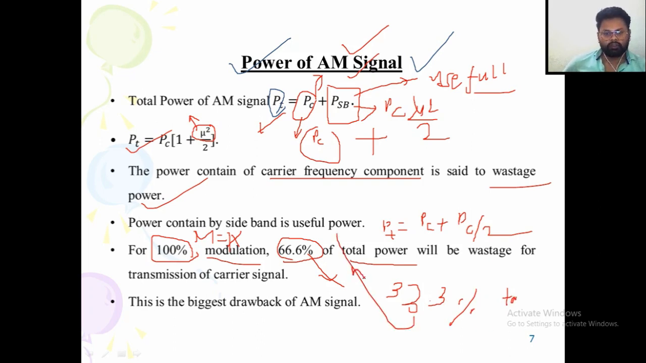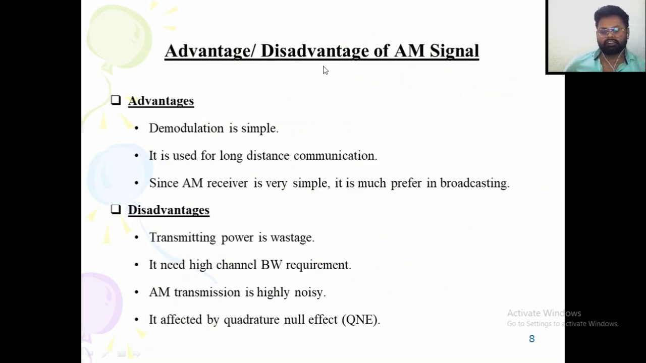That means we can say this is the biggest drawback of AM signal: 66% of the total power is going to be wastage power, and only 33.3% is going to be useful power. That is a huge amount of the power we transmit for the AM signal that is going to be wasted, right? So the biggest drawback of AM signal is that 66% of the total power is wastage for transmission of AM signal, right?